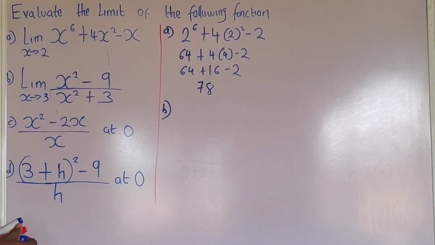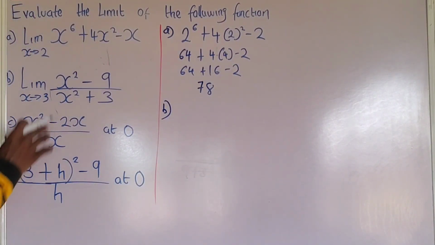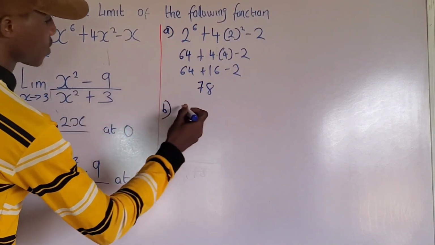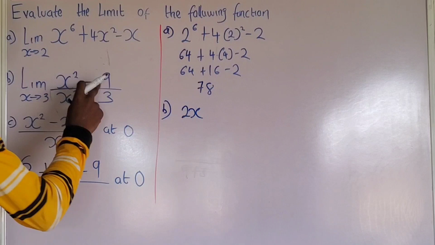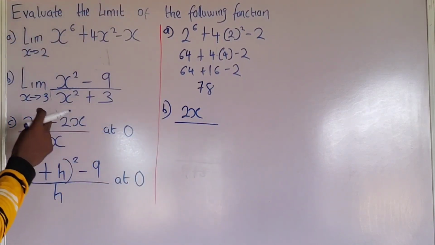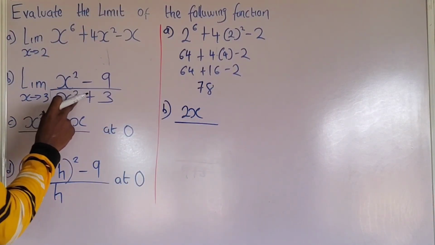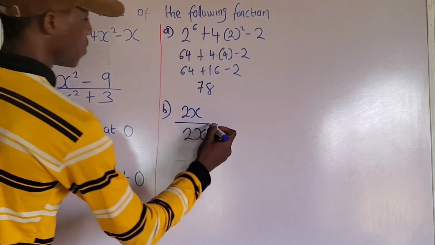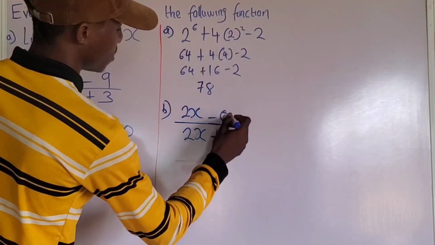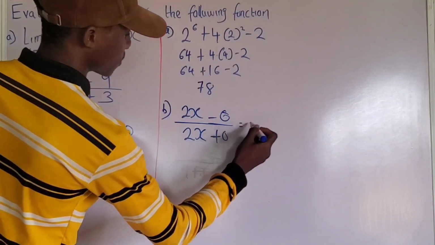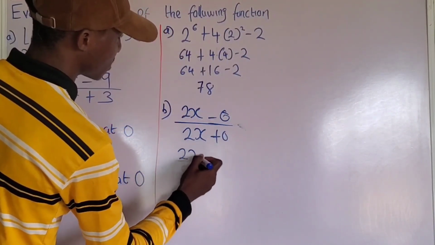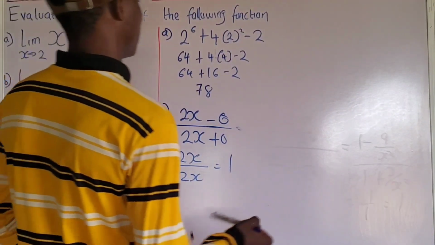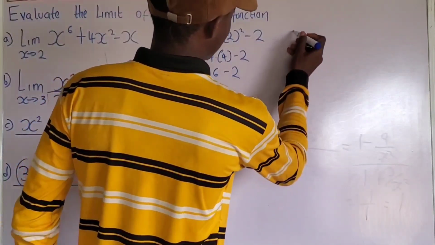According to L'Hospital rule, we have to differentiate the numerator and the denominator of this function individually. So I'm going to differentiate x squared and I'm going to have 2x. If you differentiate negative 9, you're going to have 0. So I'm going to have 2x all over. Now, if you differentiate x squared, I'm going to have 2x as well. You understand? And if you differentiate plus 3, you're going to have 0. Minus 0 plus 0. That will be what? 2x all over 2x, which is what? 1. Do you understand? Let's proceed to question C.